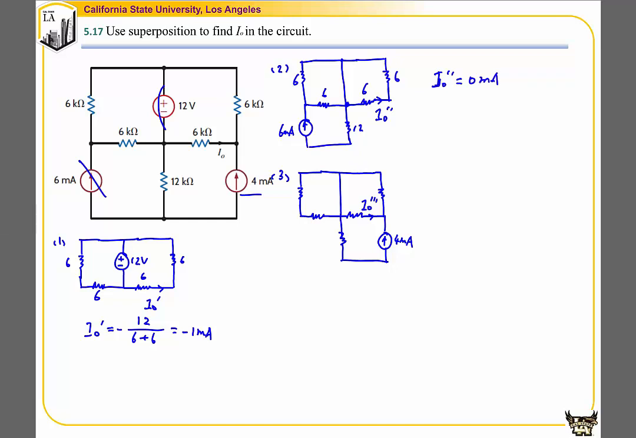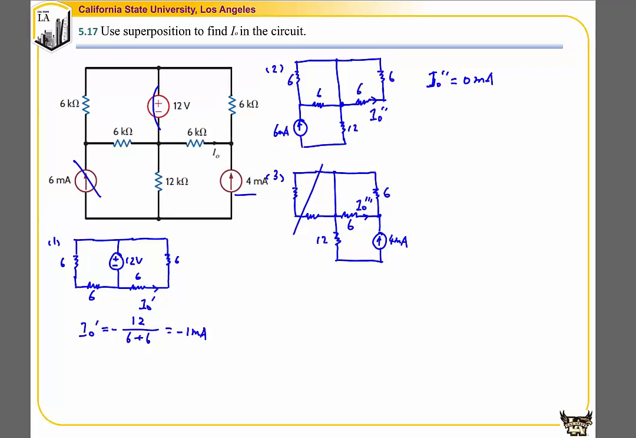And the third circuit needs a little bit of calculation. This part of the circuit is shorted. So we'll only need to deal with the right hand side. So 6, this is 6, and this is 12. And the 2 branches connected at this node have the same resistance, 6 kilo ohm and 6 kilo ohm.